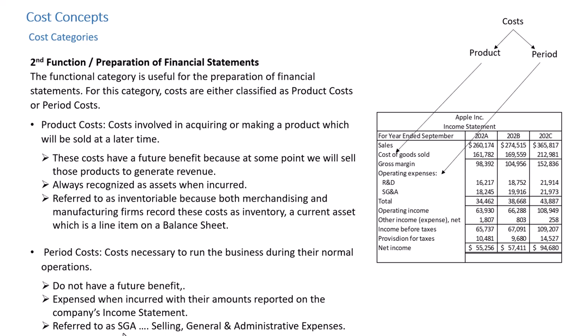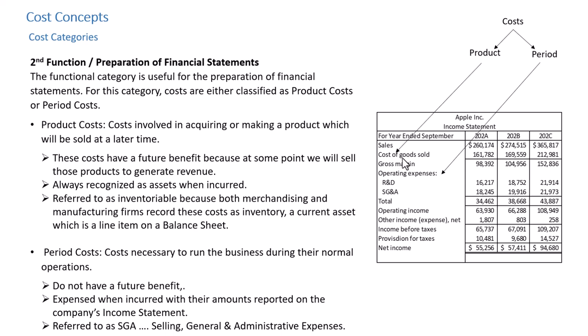Look at Apple's income statement. Apple's income statement shows both the cost of goods sold and the operating expenses for a 3-year period. The cost of goods sold are product costs. As such, these costs, when incurred, were treated as assets and part of inventory until they were eventually sold. Once they're sold, they become cost of goods sold, which is an expense to the company.